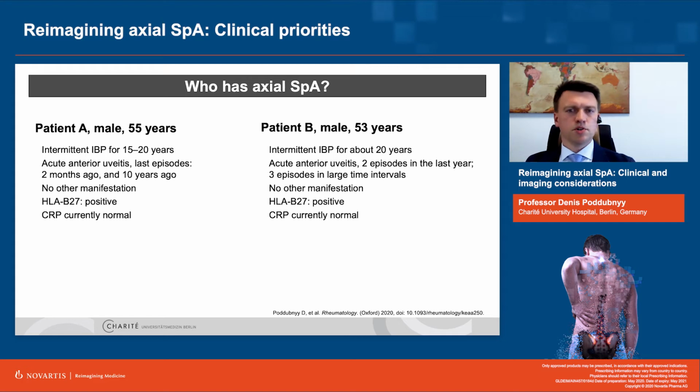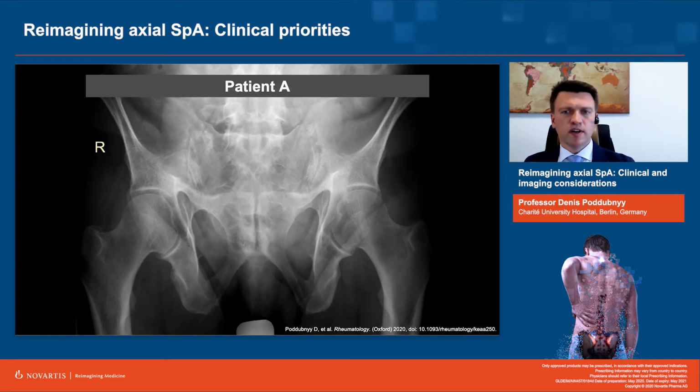A patient on the right, patient B, has almost the same profile, also intermittent inflammatory back pain, acute anterior uveitis with 2 episodes in the last year. B27 is positive, CRP is normal. So you can see here already, if you apply just a classification criteria to make the diagnosis, you might get very quickly a conclusion. In both cases, classification criteria are fulfilled, because B27 is positive and there is uveitis and there is inflammatory back pain in a patient with chronic back pain starting prior to 45 years of age. But that would be absolutely wrong application.